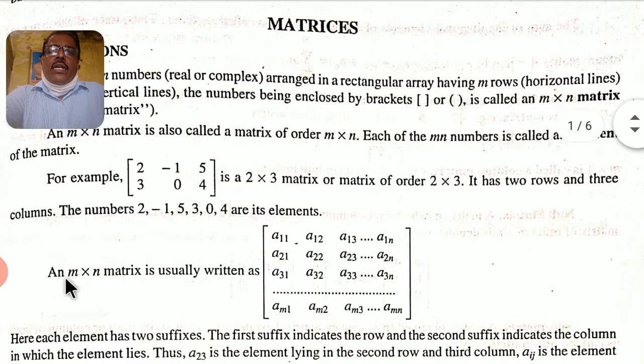Similarly, an m cross n matrix is written in this way. The first row is a11, a12, a13, and so on up to a1n. Similarly, the second row is a21, a22, a23, up to a2n, so that this becomes n columns. Like that, a31, a32, a33, a3n, and it continues, and the last row is am1, which represents m rows. So m rows and n columns, and this matrix is denoted as an m cross n matrix.